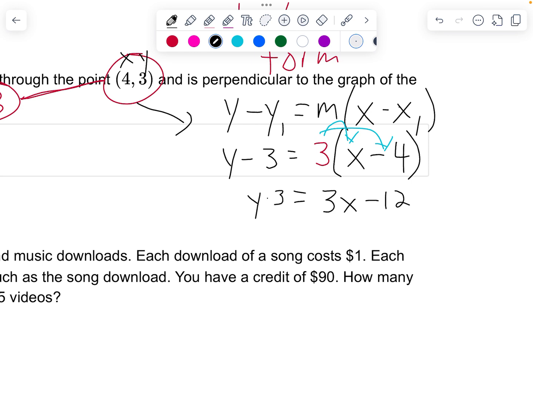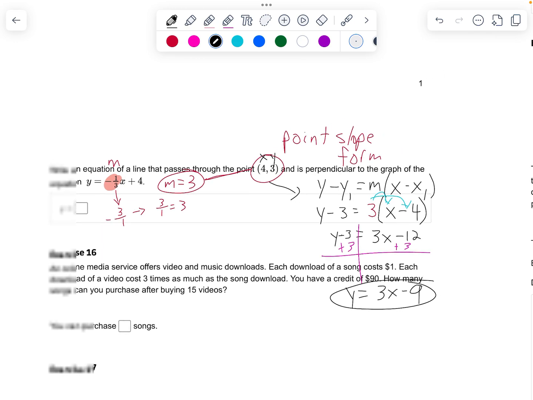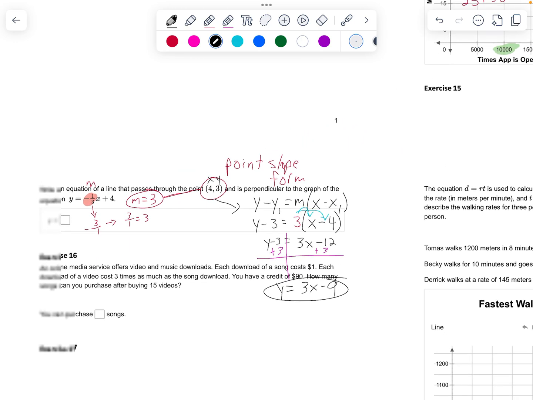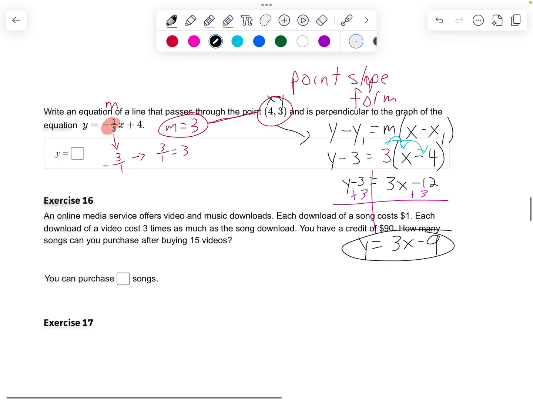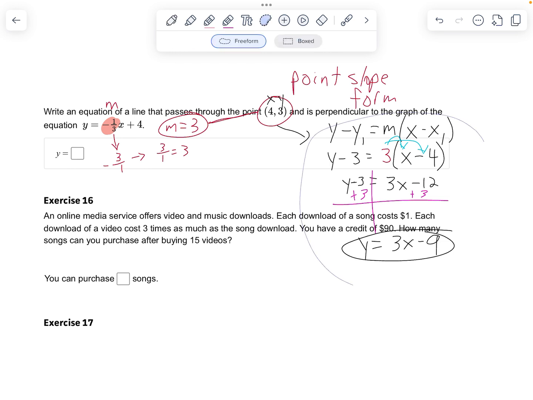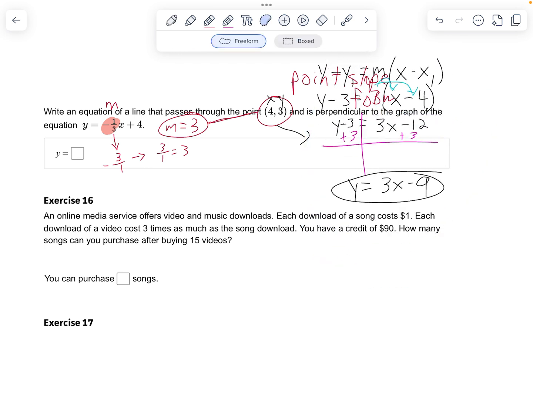I'm going to run out of room here, okay? Add 3, and you got it. Add 3, and my equation is going to be y equals 3x, still 3x, minus 9. And that is your answer for number 15, I believe. Yep, 15. Okay, I'm going to move this out of the way.